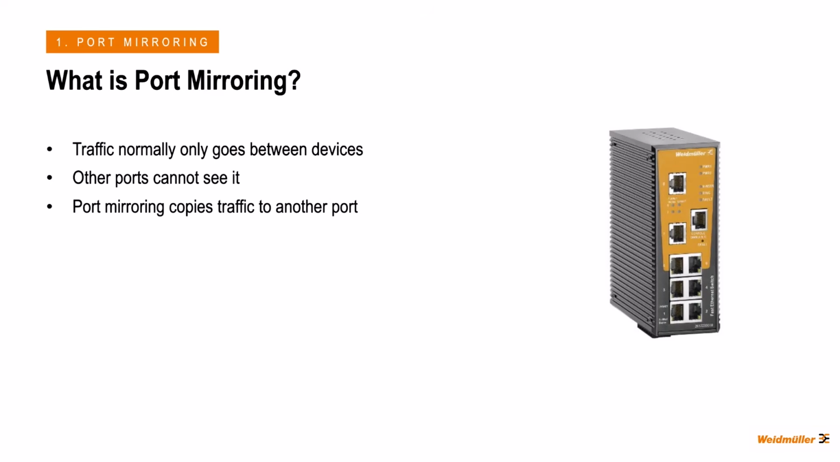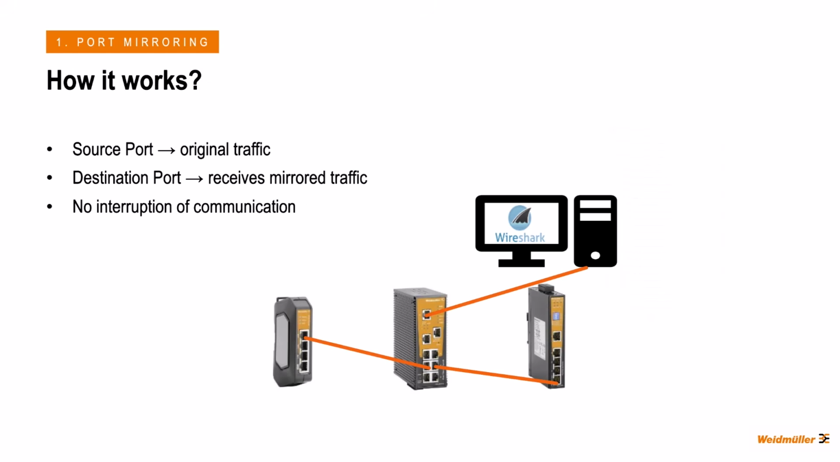A switch normally forwards traffic directly between devices. Other ports cannot see this communication. Port mirroring allows us to copy this traffic to another port, so we can monitor and analyze it. Furthermore, this function can be used to sniff for unwanted traffic, increasing the security of a machine with intrusion detection systems.